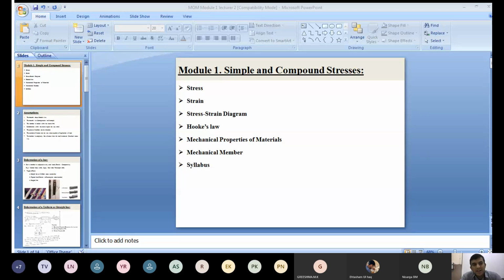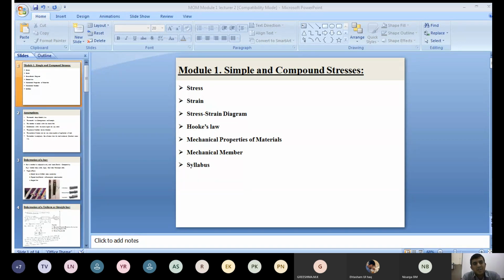Now in that module, first we should know what we mean by stress. Stress is nothing but an internal resistance force offered against a cross-sectional area of a member. Then that member is subject to what we call a stress. Already we studied how we physically define stress, and mathematically we represent stress as load by cross-sectional area. The unit of stress is Newton per millimeter square.